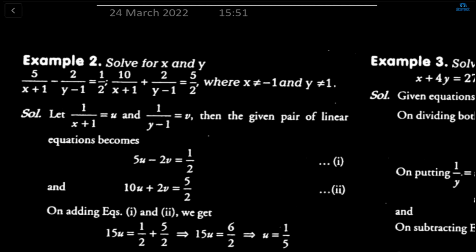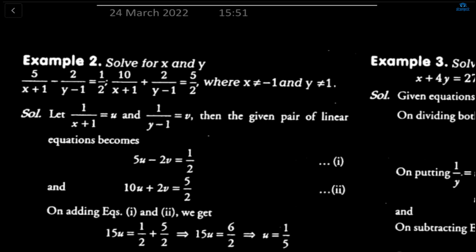And it is clearly mentioned that x will not be equal to minus 1 and y will not be equal to 1. Why? Because if x is equal to minus 1, then the denominator will become 0 and that term will not exist. So it will not be a proper linear equation in 2 variables. And if y is equal to 1, then that value will also become 0. So these 2 conditions don't exist. That means x will be any value other than minus 1 and y will be any value other than 1. Okay, so tell me what you are going to assume here.